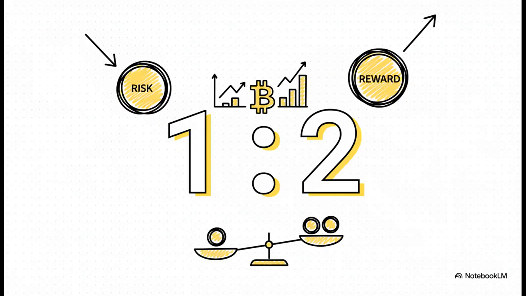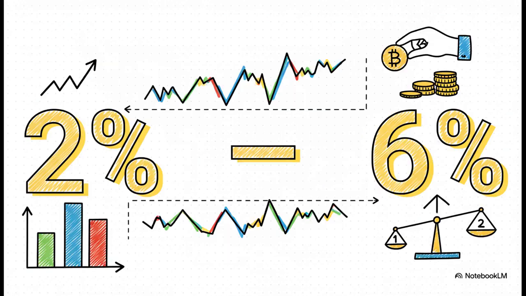And this right here is the mathematical engine of any winning strategy. We only take trades where the potential reward is at least 2 times bigger than our potential risk. A 1 to 2 risk to reward ratio. That means if you risk $100, you have to have a realistic shot at making at least $200. This is non-negotiable.